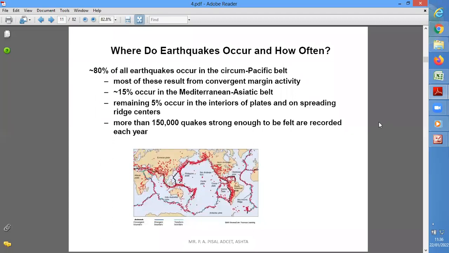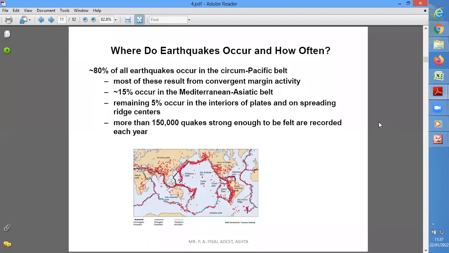So 80% of the earthquakes occur in the Pacific circumbelt. Pacific circumbelt means in the Pacific Ocean, the earthquake locations are maximum. Most of these result from convergent margin activity. Now, here three types of boundaries are there: convergent, divergent, and transform fault.